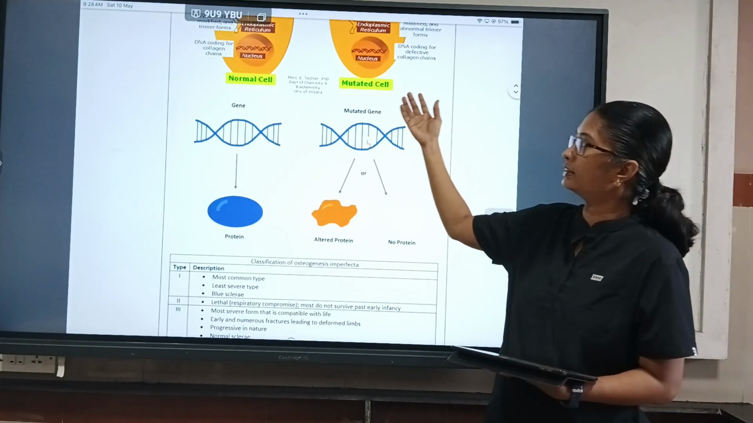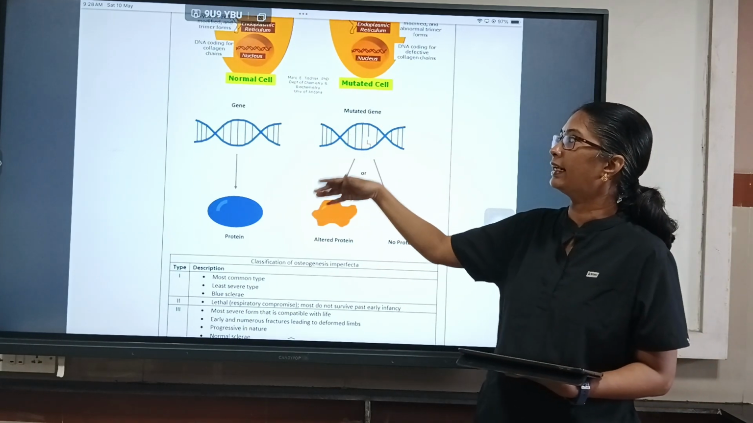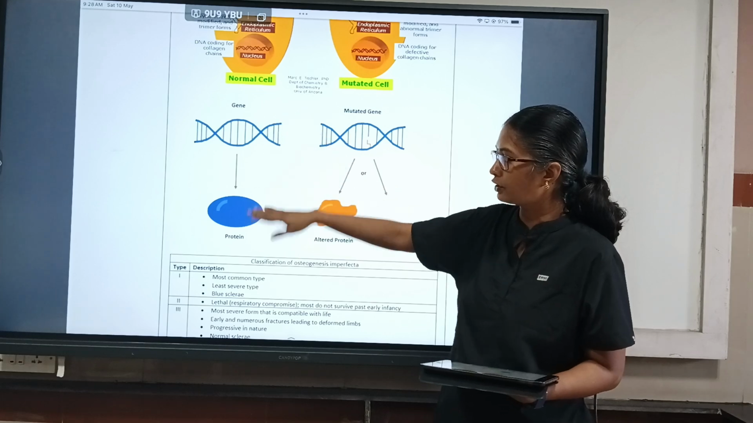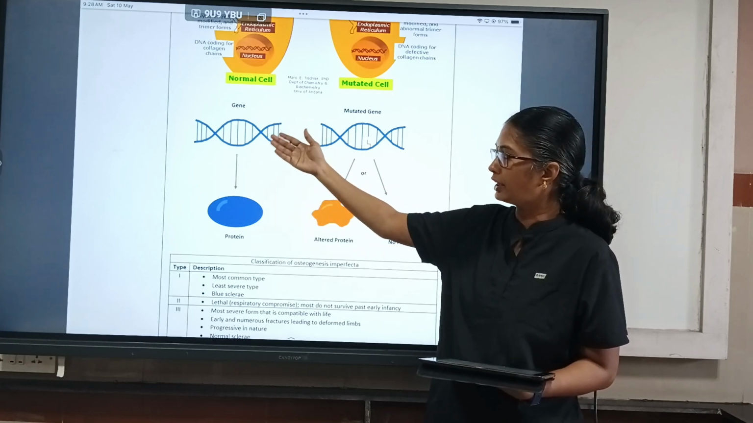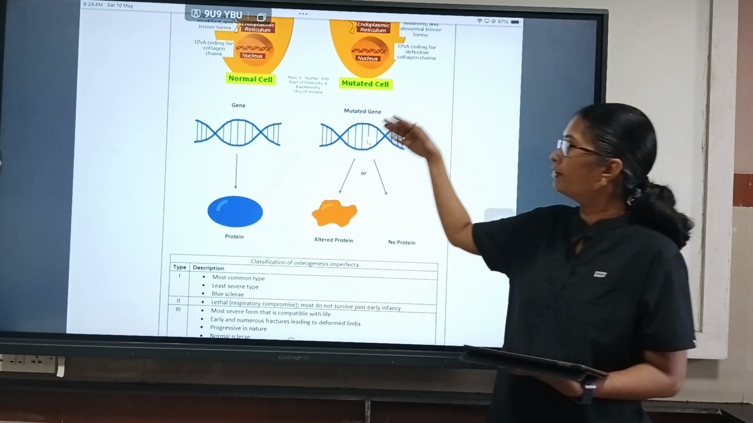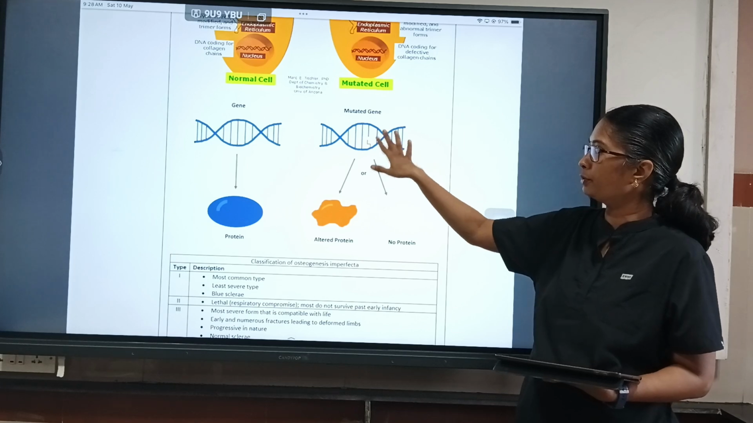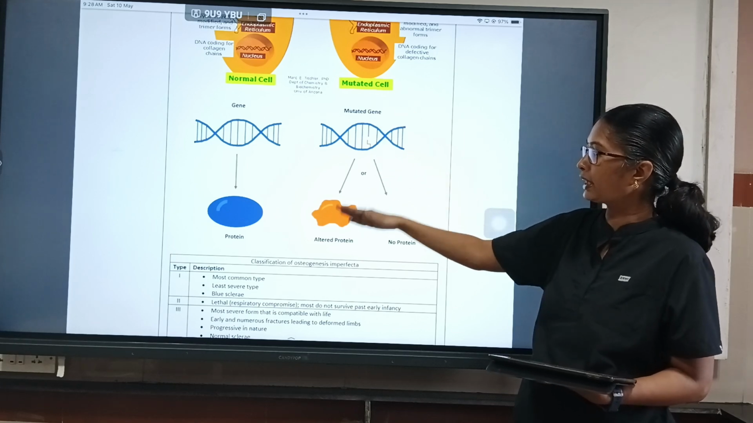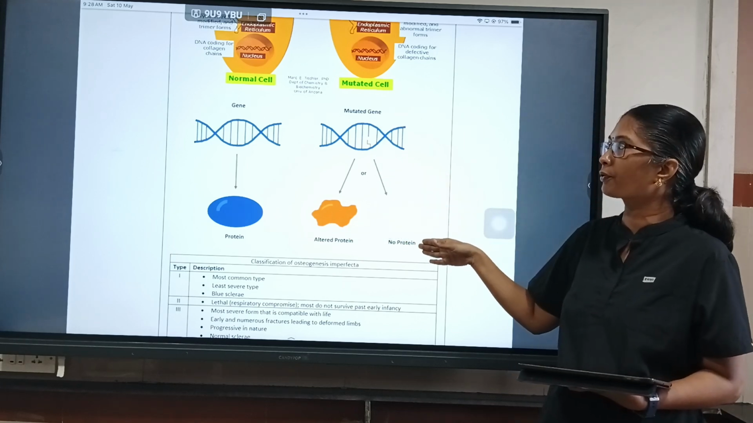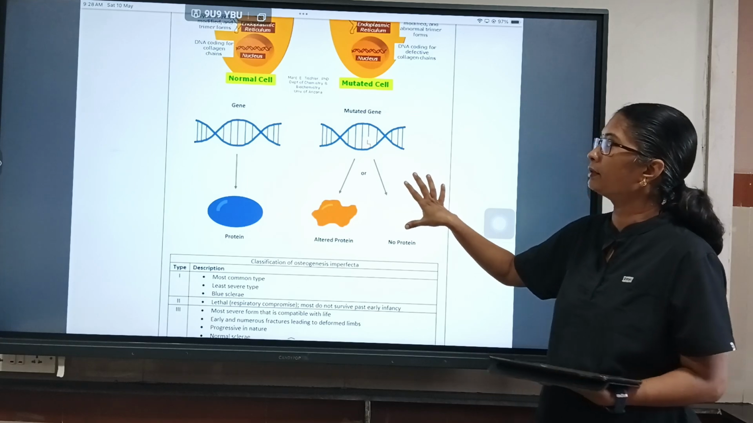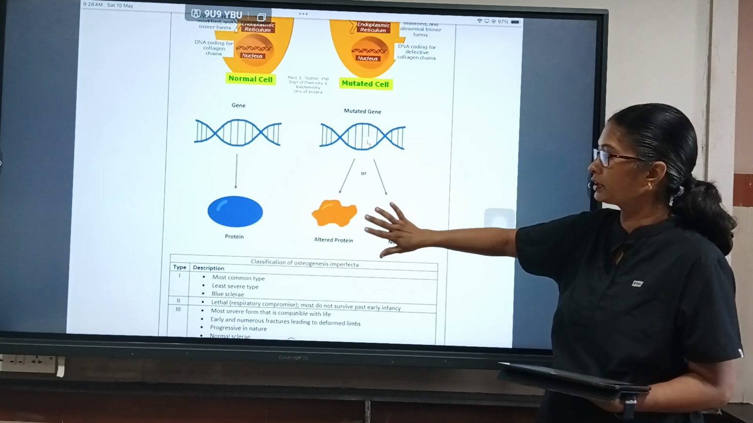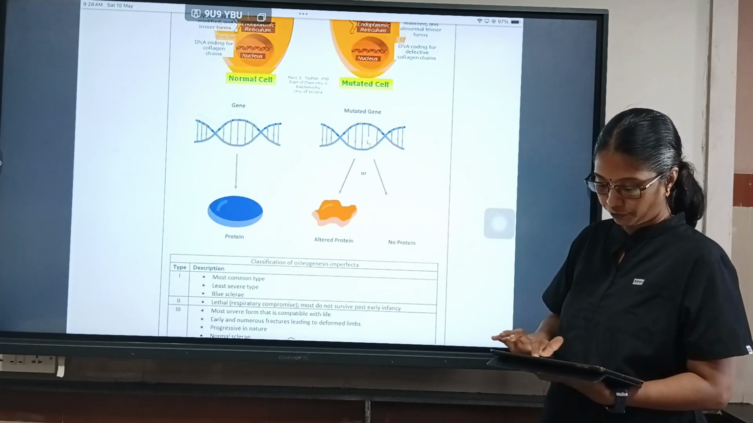So how is the gene related to a protein? A gene gets translated to a protein. This is a normal gene translating to a protein. Whereas when there is a mutated gene, there is a defect which forms an altered protein or doesn't form a protein at all. This is the basis of a mutation, which results in an altered protein or the absence of protein.